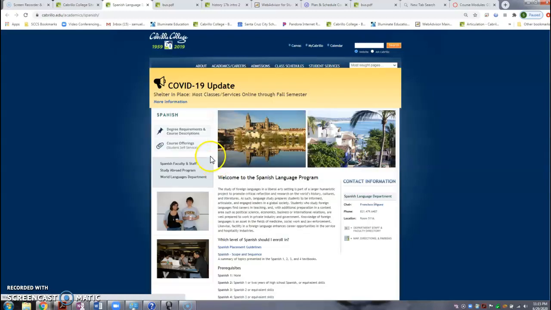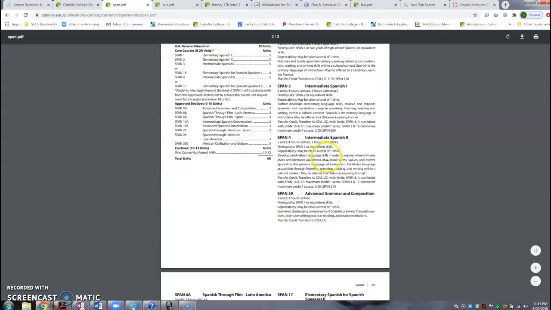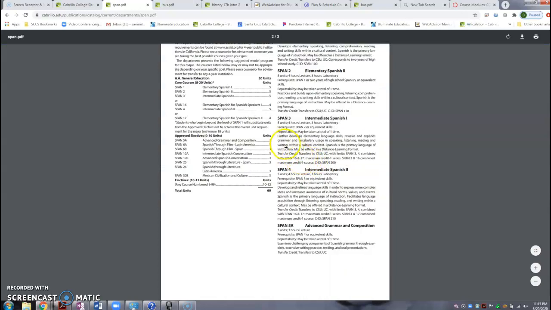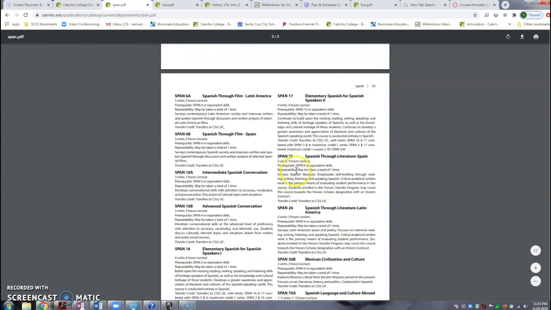And this is the same way you look for every class. You go to degree requirements, you scroll down, and it tells you the description. Okay, Español 3, intermediate, Español 16, elementary Spanish speakers 16, 17 is Spanish speakers 2, the 25, the 26. So that's how you look for them.